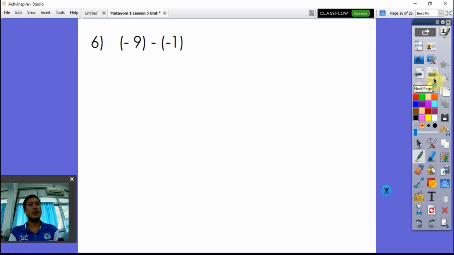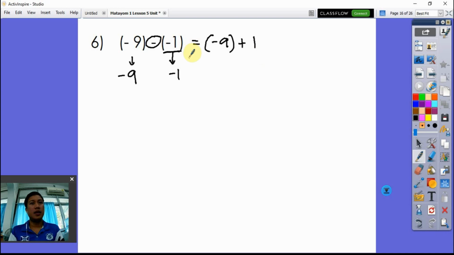Number 6. Okay, number 6. We have negative 9 minus negative 1. Negative 9 here is a negative number. Negative 1 here is also a negative number. We copy the first number, which is negative 9. We change the sign of minus into plus. We change the sign of negative 1 into positive 1. So you can use different methods to do this. Okay, so for this case, I will try to use a method.